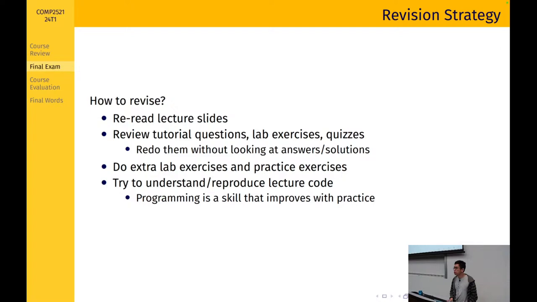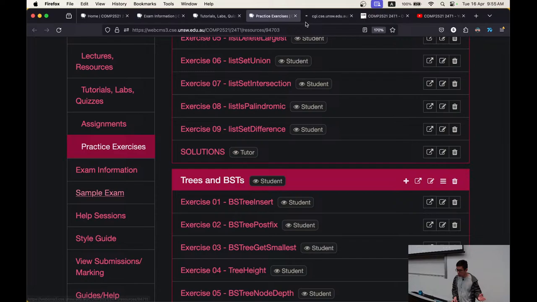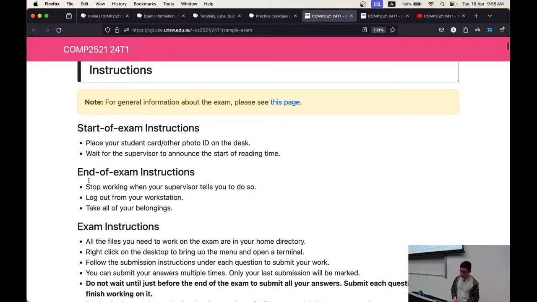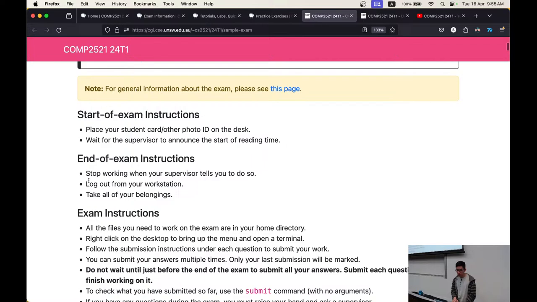Will there be any more practice tests? More sample tests? There is only one, the sample exam. The sample exam is a good way to see the format of the final exam. All of these instructions will pretty much be the same, so you can have a look at those.